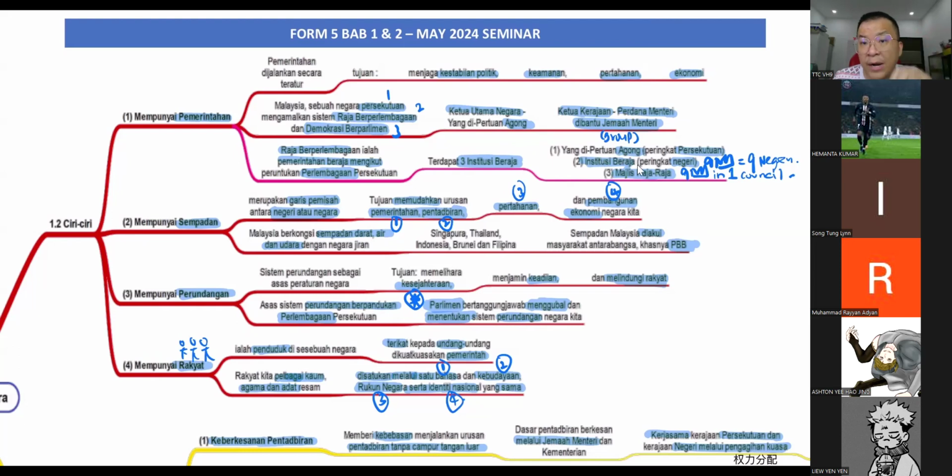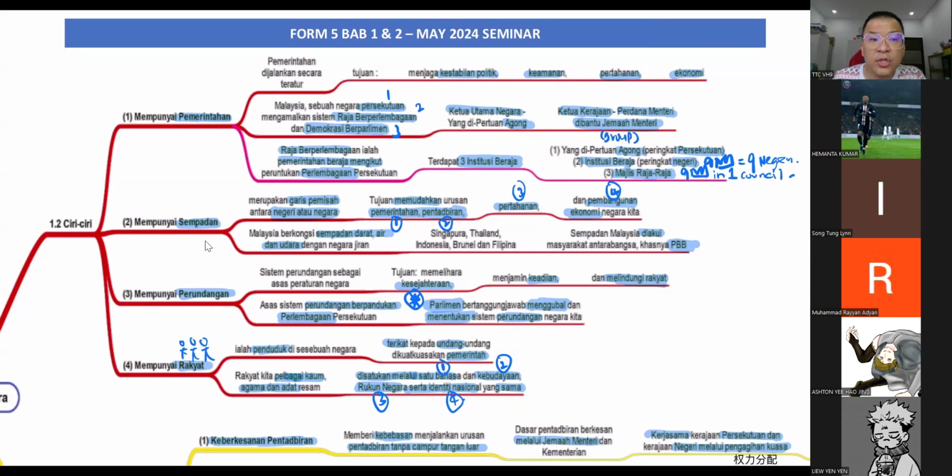And then we have the Institusi Beraja Negeri, which is the 9 Malay kings in 9 Malay states. So we have Agong, which is 1 out of the 9 Malay kings. Rotation. Every 5 years, we rotate. So you must be able to write this: Agong, Institusi Beraja Negeri, Majlis Raja. Majlis means council. Council means a group meeting. So inside got 9 Malay kings.